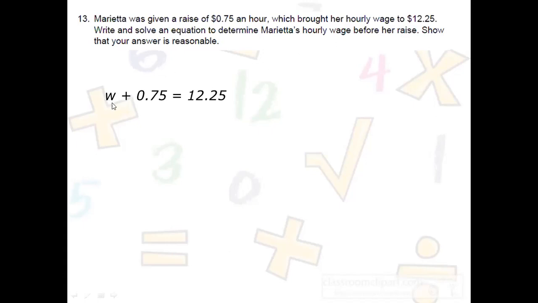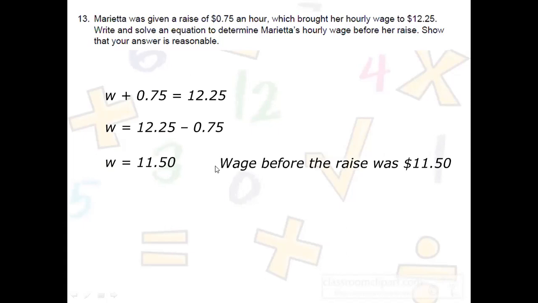I use W. So this was her old wage, which she was getting before. They increased it by 0.75, then she got 12.25. Now, hopefully, if you write this equation correctly, you can get the answer right. The 12.25 minus 0.75 will give you 11.50, right? If you align the decimals correctly under each other, you will get 11.50. So the wage before the raise was $11.50.